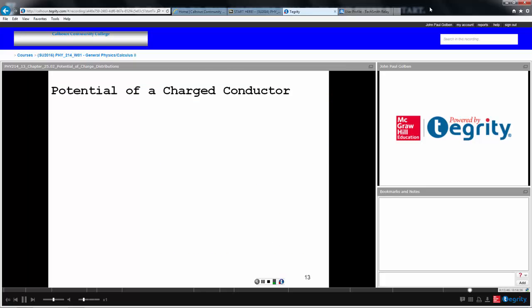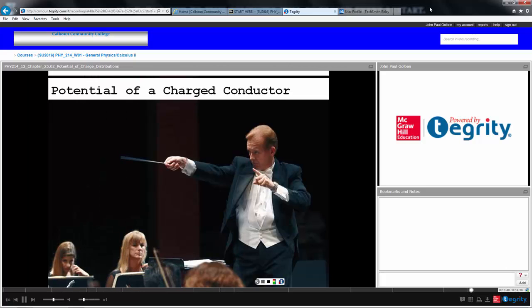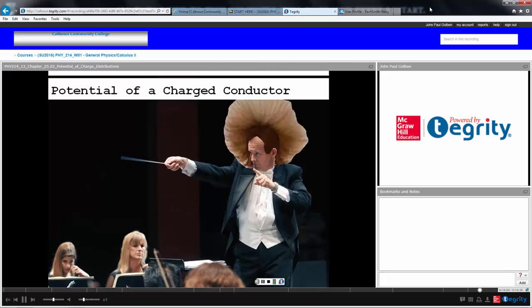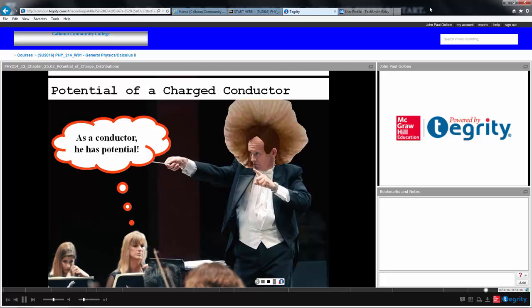So, one last thought about the potential of a charged conductor. Here we have a conductor, and maybe the music is particularly inspiring, so he's pretty wrapped up in it. He's pretty charged up, and you can actually see he's really inspired by this music. The first cellist notices this too, and she starts thinking, as a conductor, he has potential.